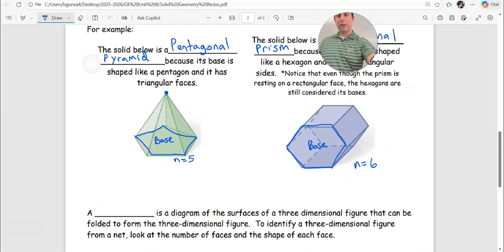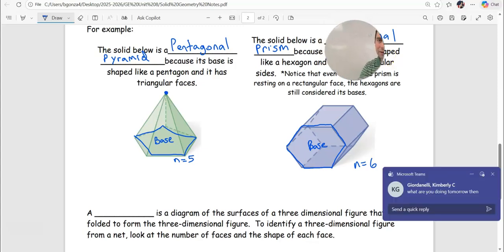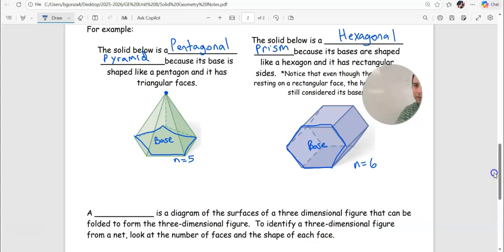Now, y'all have noticed I've been holding up these things that are flat and then they fold up to make a solid. They go from 2D, 2-dimensional, to 3D, 3-dimensional. Okay. So, here's the dealio. A blank is this flat diagram. The diagram of a surface of a 3D figure that can be folded to make a 3-dimensional figure. Okay. This is called a net.